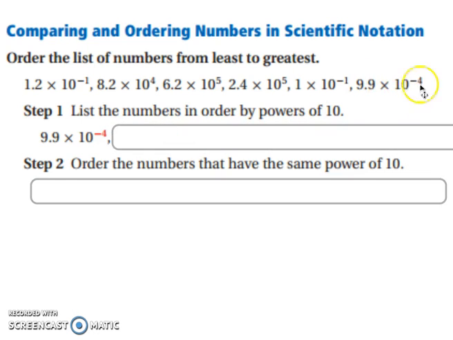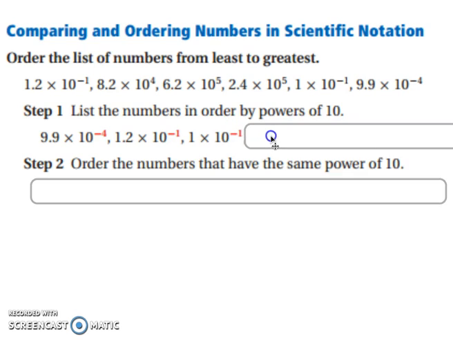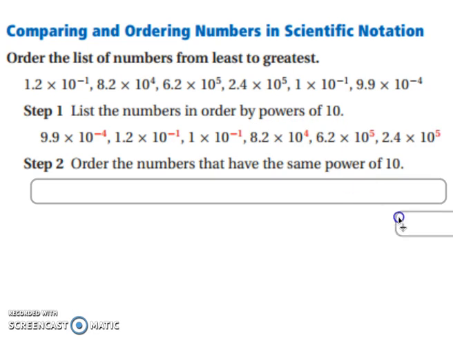So we're going to write our entire piece here with 10 to the negative 4. Then we have 2 of them with 10 to the negative 1. So we're going to write both of those down. And then the next one we have 4, and we've got 2 with 5. So we put the 4 and then the 2 with 5 down.